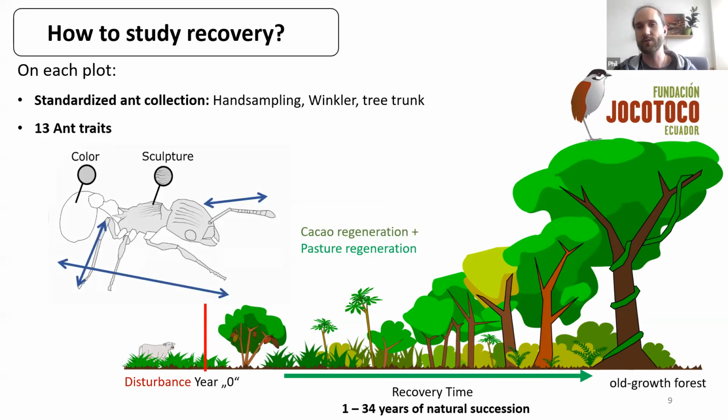Now, I was, of course, interested in the ants. So I used three different collection methods to characterize the ant fauna on each of these plots. These are just standard morphological functional traits that we can assess from the species level. And then we can have an idea how the functional aspects of the recovery work as well.